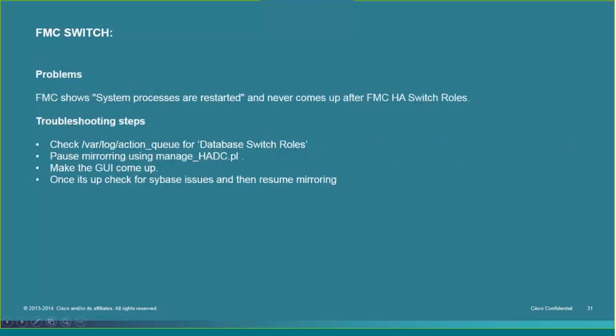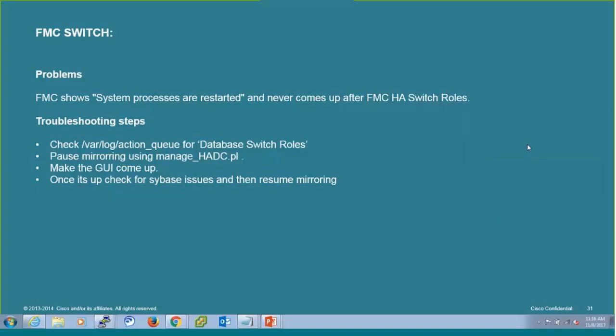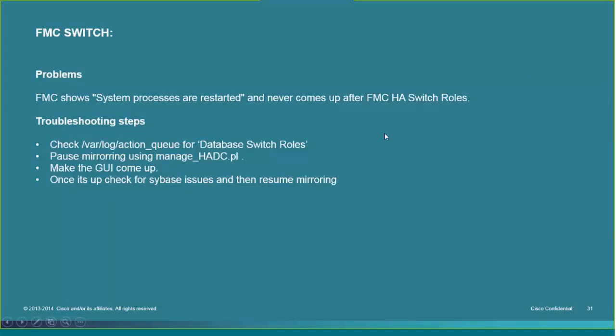And then the next common issue that we would be noticing during an FMC HA operation is that during a switch, one of the FMCs shows up as system processes are restarted, and they do not come up at all after the HA switch role. So there are three tasks which occur in the background while this switch role is initiated. The first is that the local FMC has to update its status and reflect the new change in role, and then the other unit has to reflect this change as well.